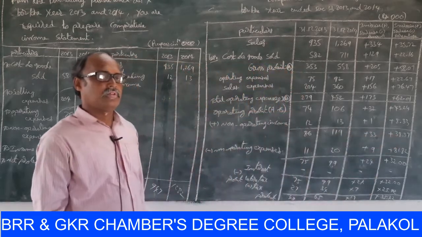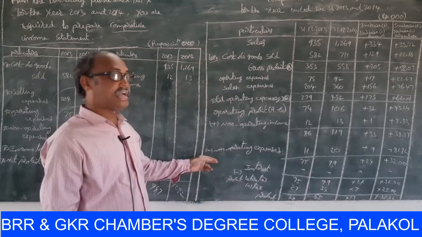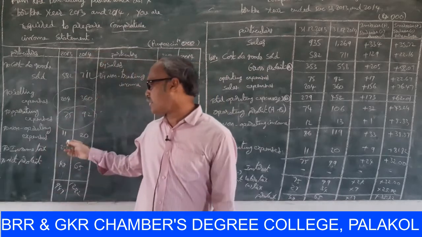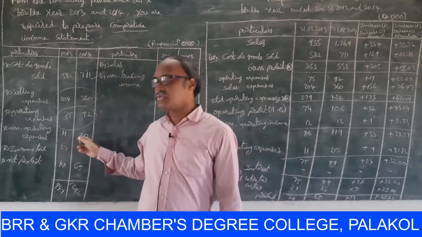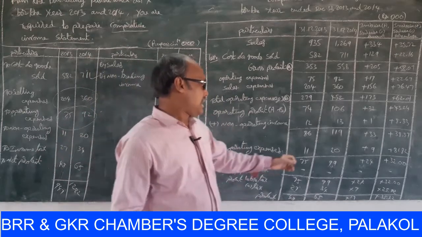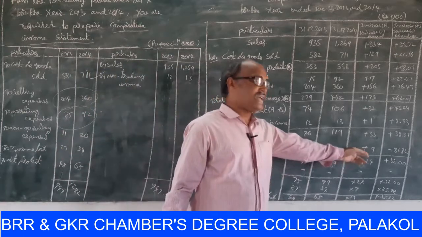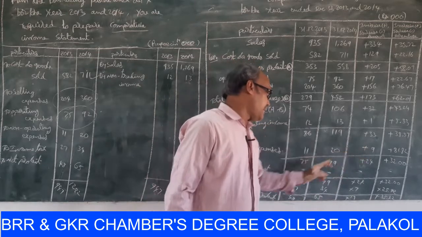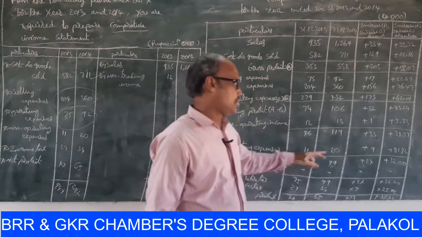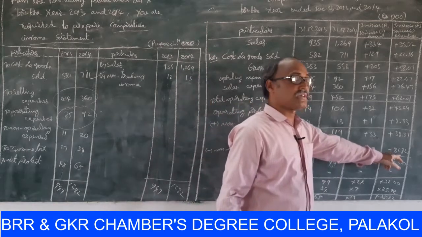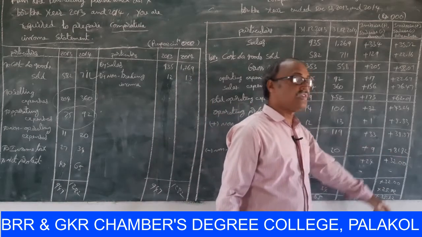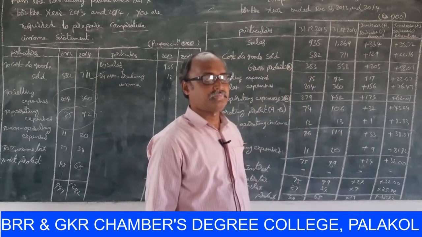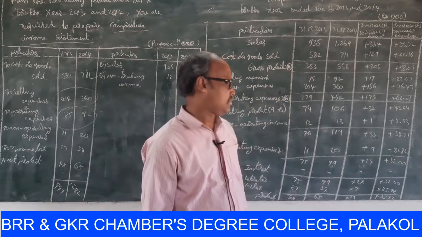38.37%. Less non-operating expenses. These are the non-operating expenses: 11, 20. Non-operating expenses are increased here, plus 9. 9 by 11 into 100. So, non-operating expenses are increased in this year 81.82%. This is not recommendable.